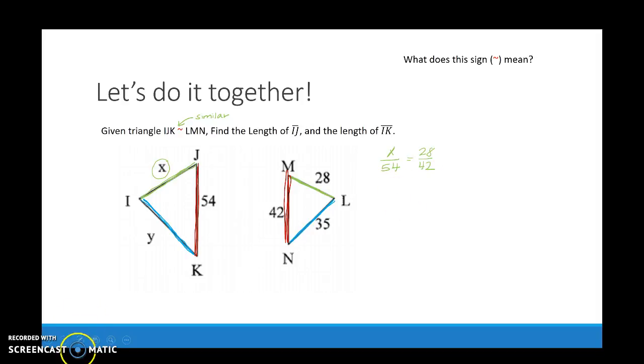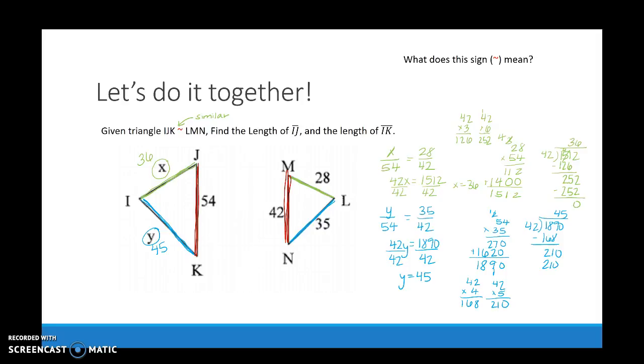And then let's go ahead and write our proportion to solve for y. So again, I'm going to use this side that I have all of the information for. So if I do y over 54, I have to do the corresponding side to y first. So 35 over the red 42. So go ahead and do your cross product and solve. All right, go ahead and check your work. So I found that x was equal to 36 and y was equal to 45.